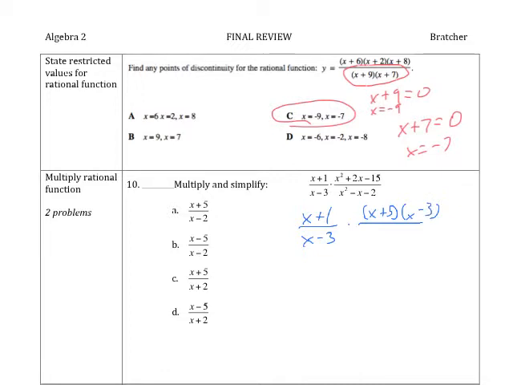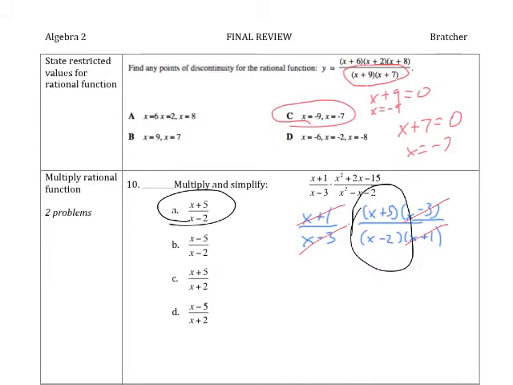The bottom also factors. I'm looking for two numbers that multiply to make negative 2 and add up to negative 1. And those numbers are negative 2 and positive 1. So hopefully factoring is not an issue there. Now at this point we can just cancel some stuff. We have an x plus 1, see you later. We have a couple x minus 3's, say goodbye to those. And we're essentially left with our final answer, x plus 5 over x minus 2. All these answers look very similar, but there you go.